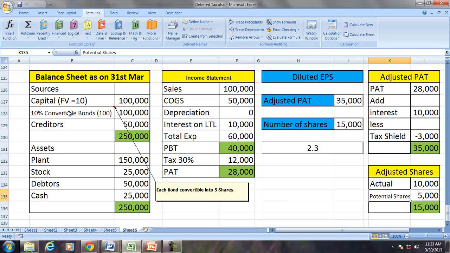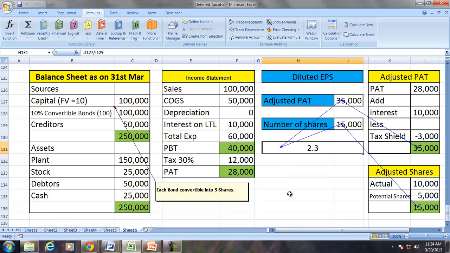The potential shares are the shares which are convertible because of the convertible bonds. It's mentioned each bond is convertible into 5 shares. So there are 1,000 bonds, now convertible into 5,000 shares. So adjusted number of shares is 15,000. So diluted EPS is adjusted PAT by adjusted number of shares. So the diluted EPS is 2.3.